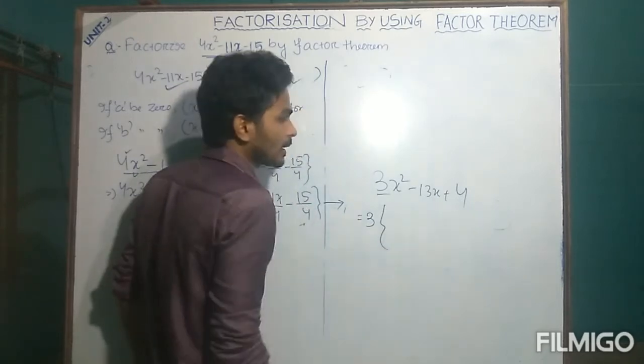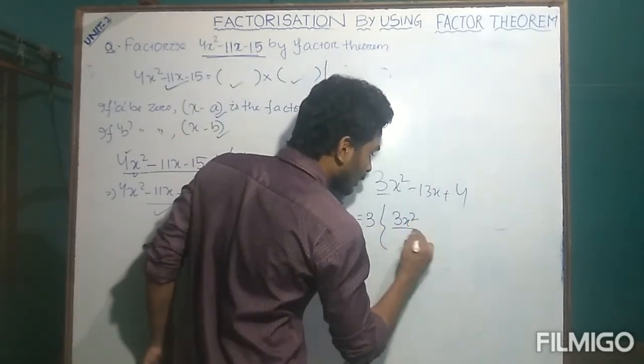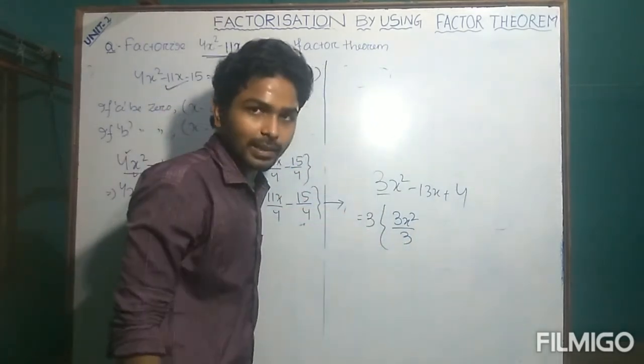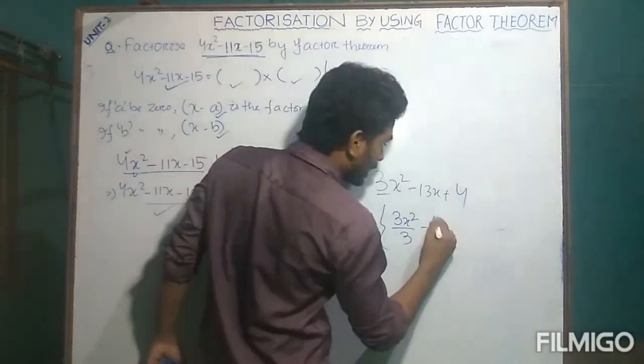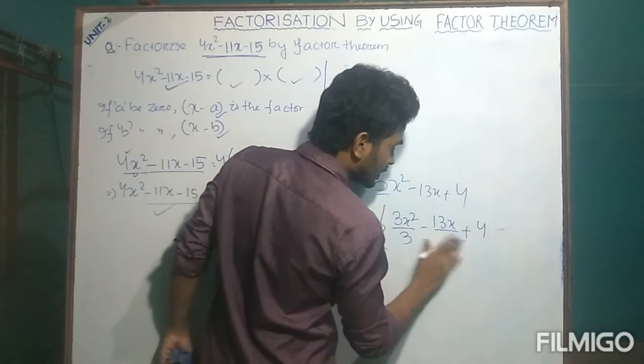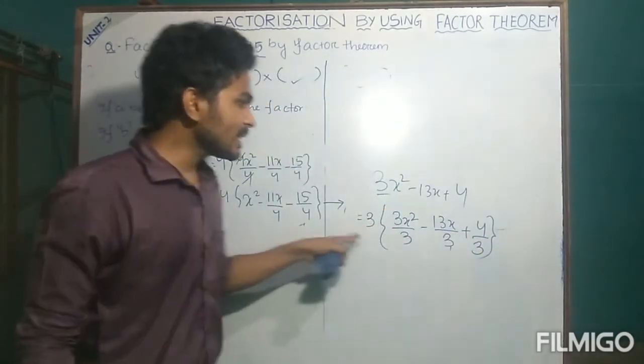So 3 is taken as common. Hence the remaining term inside the bracket will be 3x square by 3. Since 3 is taken from the numerator, that is why 3 is divided in the denominator. Minus 13x by, sorry, this is 3, plus 4 by 3. Now we will check, is this right?